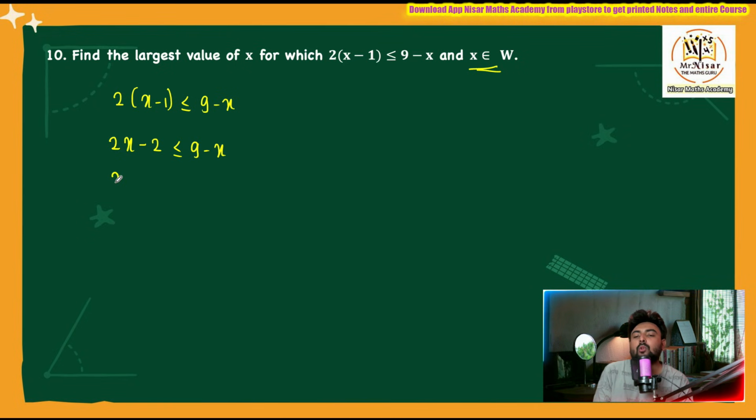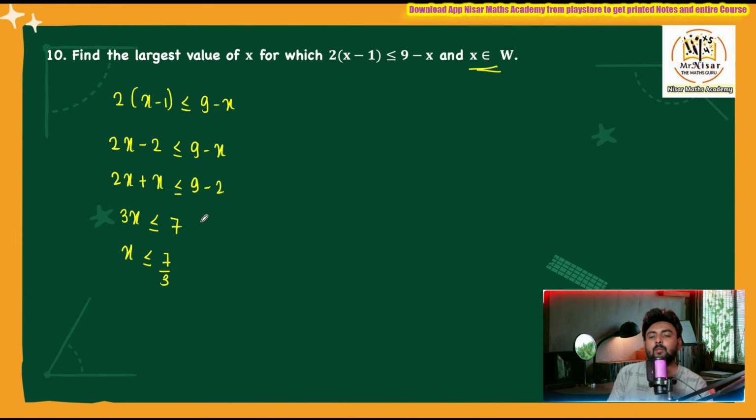Now variables on one side and numbers on one side. Minus x will go to this side, becomes plus x, and that will be minus 2. And 2x plus 1x is 3x, which is less than equal to 9 minus 2 is 7. So you have the value of x as less than equal to 7 by 3. Something interesting came now.